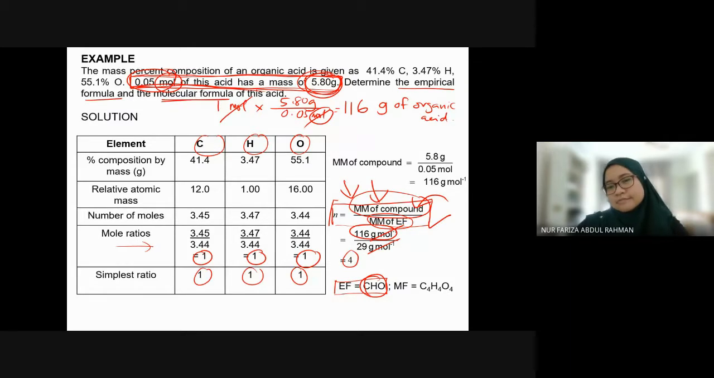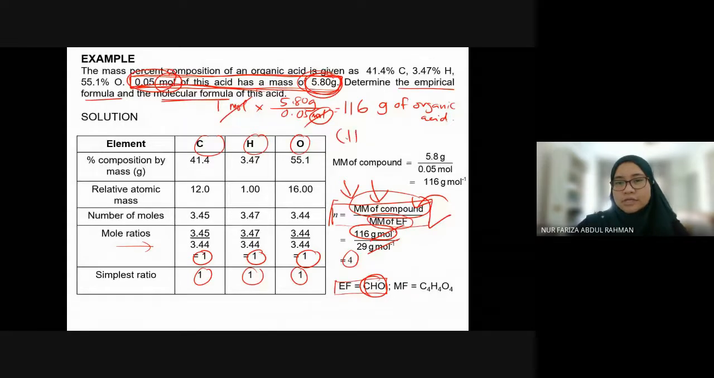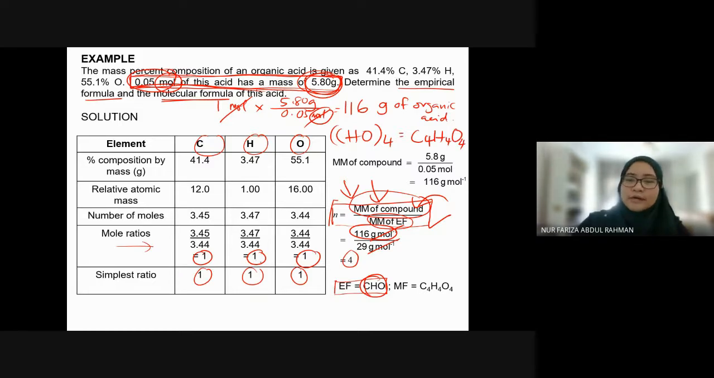Okay, is it? Yeah. So gram per mole, so there should be no unit for the N. Then we multiply with just now CHO. N is equal to 4. The molecular formula should be C4H4O4. So there you go for your molecular formula.